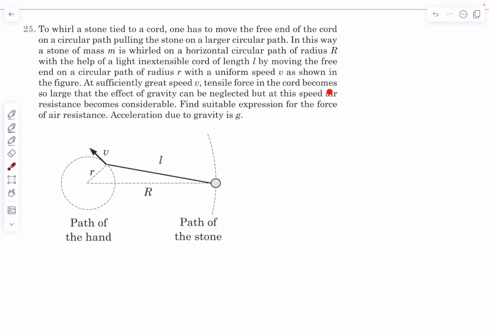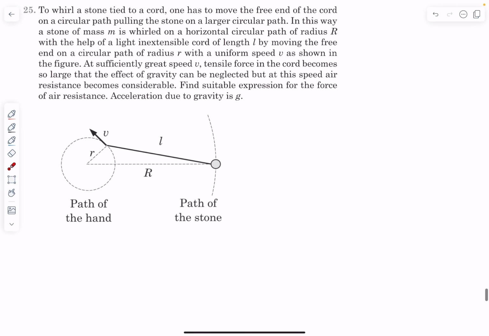Tensile force in the cord becomes so large that the effect of gravity can be neglected. But at this speed, air resistance becomes considerable. So we have to find an expression for the force of air resistance. Acceleration due to gravity is going to be g.